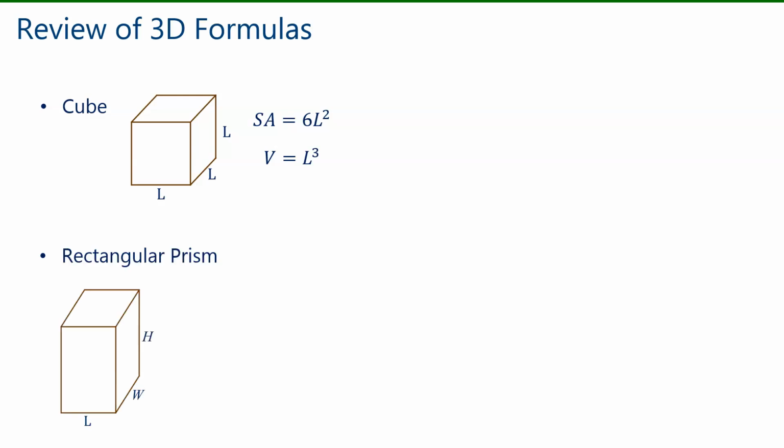Now what about a rectangular prism? The surface area can be found using this formula. It's essentially the sum of the areas of the top and the bottom, which we write as 2LW, because the top and the bottom are the same, plus the sum of the areas of the left and the right side of the figure, so that would be 2 times W times H, and then the front and the back, which is 2 times L times H. So that's how you can find the total surface area of a rectangular prism. And the volume would just be, again, the area of the base times the height. So in this case, it would be length times width times height.